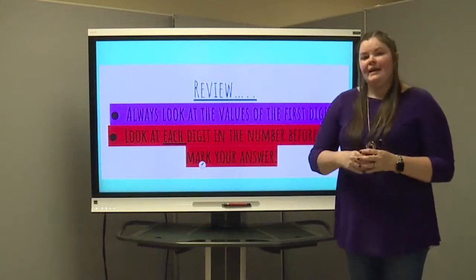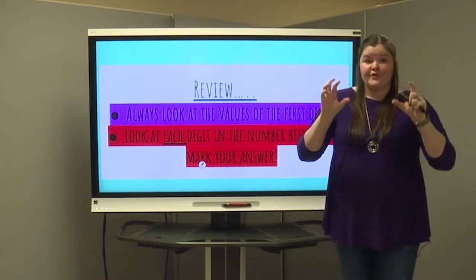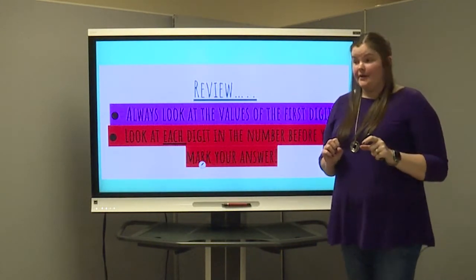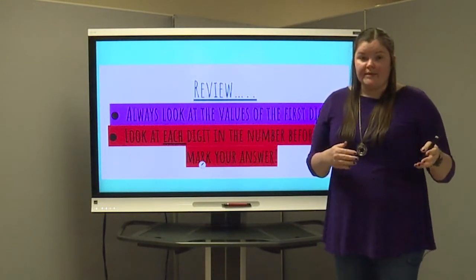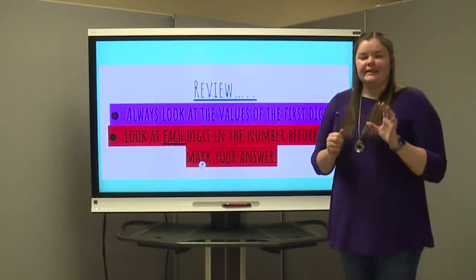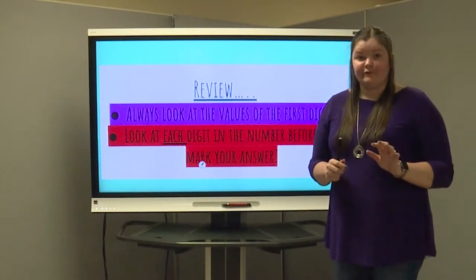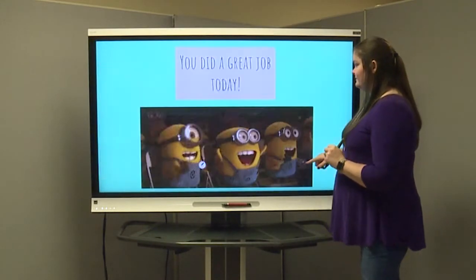For example, if I see 2,000s compared to 2,000s, those are the same, so I have to keep going to the next place value. Then I would go down to the hundreds, the tens, and the ones. You just have to keep looking at those place values until you find something that is different. So make sure that you look at each digit.